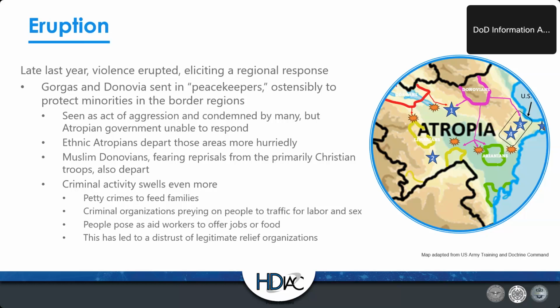And then the criminal activity swells even more. Some of the people fleeing are resorting to crime to help feed their families. The old ethics debate: do I steal bread to feed my family? Criminal organizations continue to take advantage of people, trafficking for labor and human trafficking. And a big problem is that people are posing as aid workers to offer jobs or food, which is leading to a large distrust of legitimate relief organizations. Because as word starts to spread that so-and-so took a job with this relief society and ended up basically providing slave labor, that word spreads. So it just makes the relief effort that much harder.